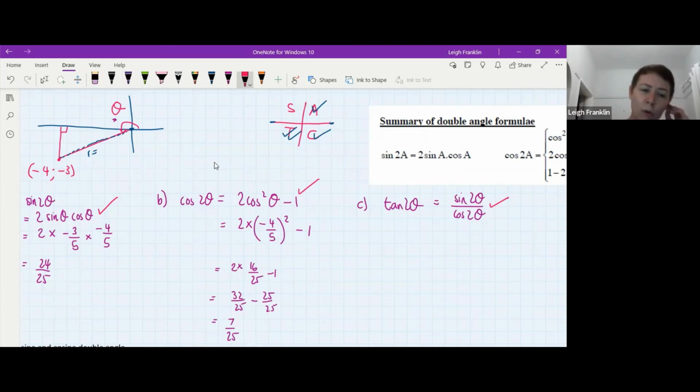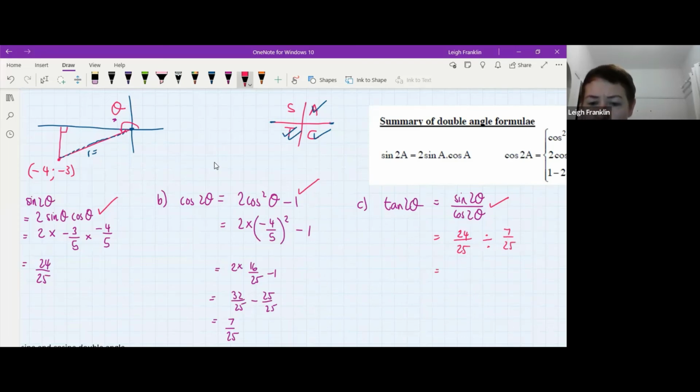So always, always, always make sure that you do that first. Okay, and now we don't have to recalculate anything. If we already know what the answer of sine 2 theta is, we can just sub that in. We know that it's 24 over 25. And we are dividing that by cos 2 theta, and cos 2 theta was 7 over 25.